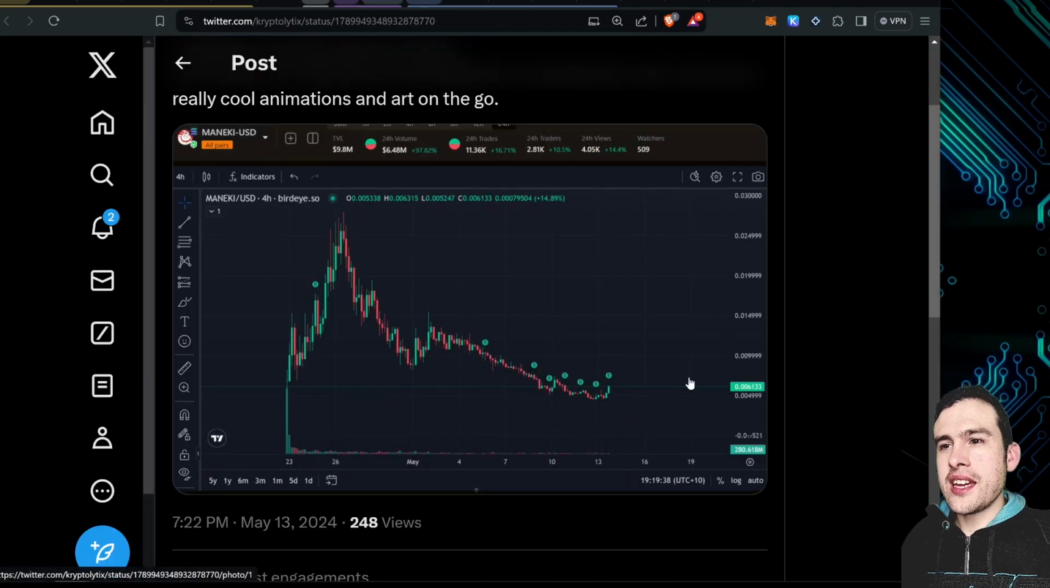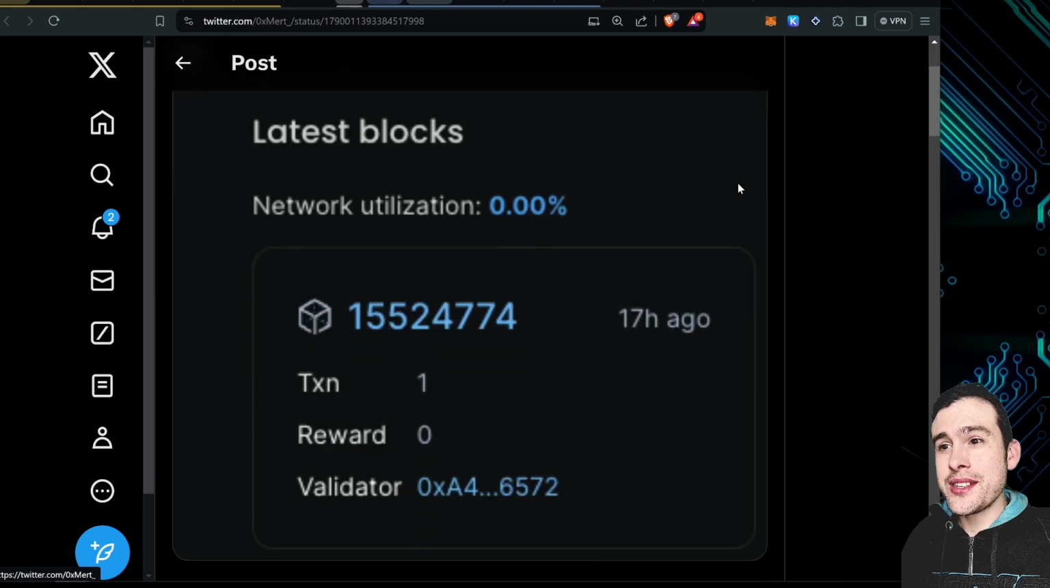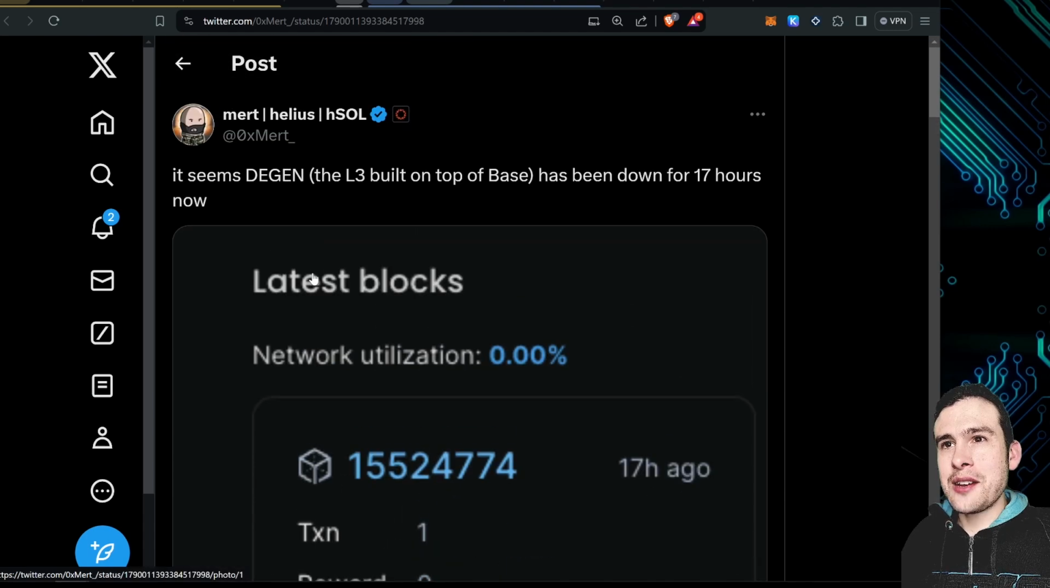So that DCA, I think, will finish at some point next week. So I'll be in, and I'll just be waiting on the sidelines to see what comes next. There's an L3 built on top of Base called Degen that was down for, well, this post said 17 hours. It was about 20 hours, I think, that it was paused for. So that was pretty random. I didn't really hear many people talk about that.